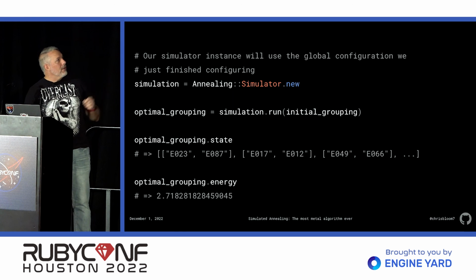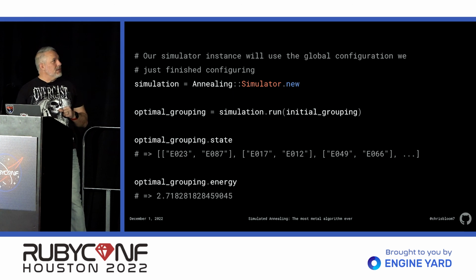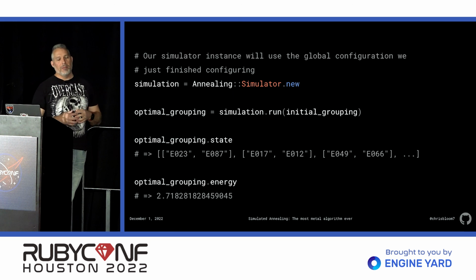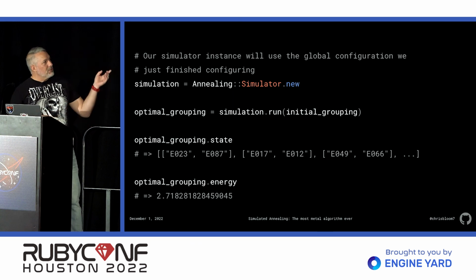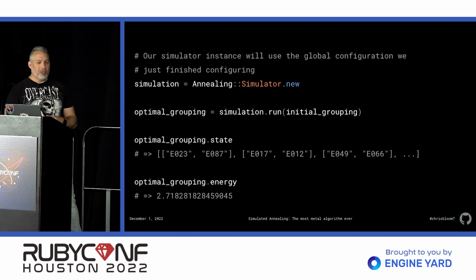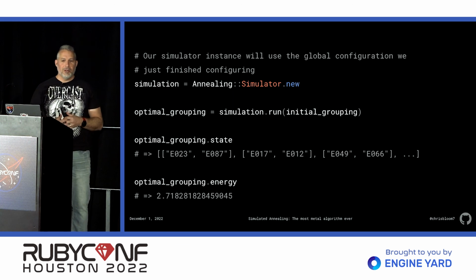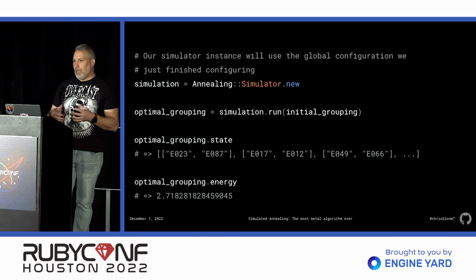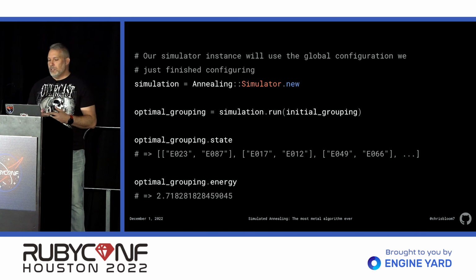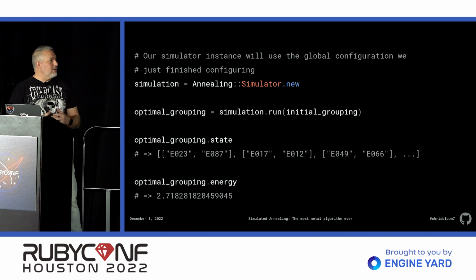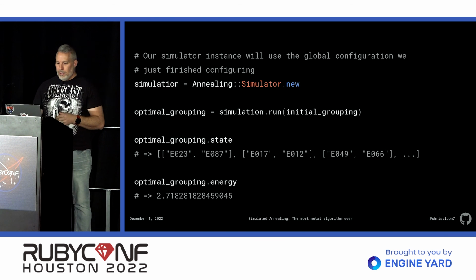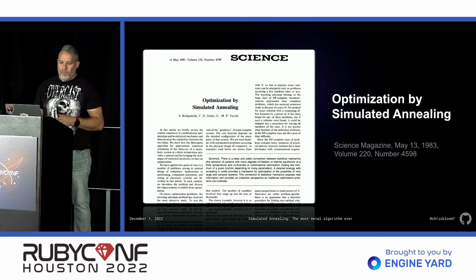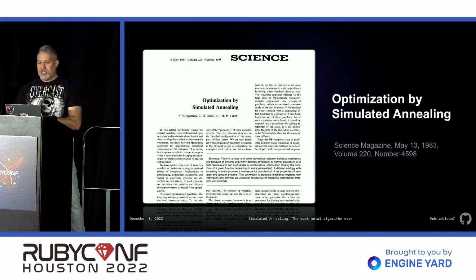Here we set up our simulation as an instance of Annealing Simulator. All of the configuration options we added before are automatically inherited. Then we just run the simulation to get our optimal grouping. The optimal grouping, when it's done, will have a state which contains the approximate solution that it could find, and we can read the energy of it to see how well we did.